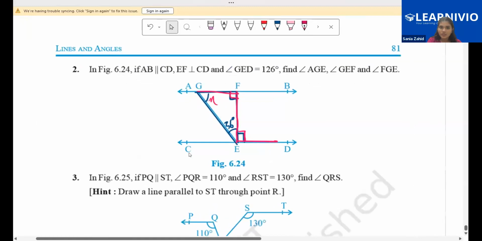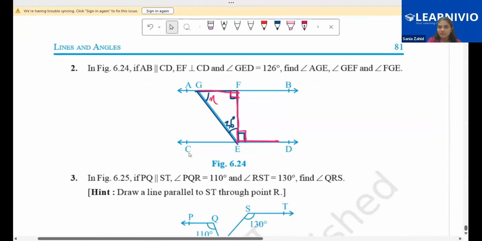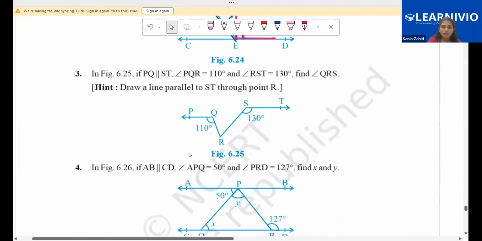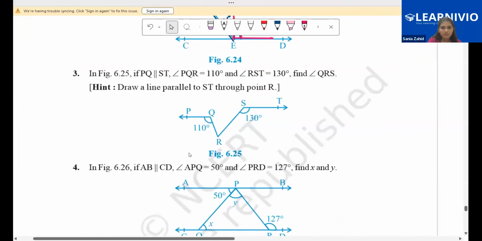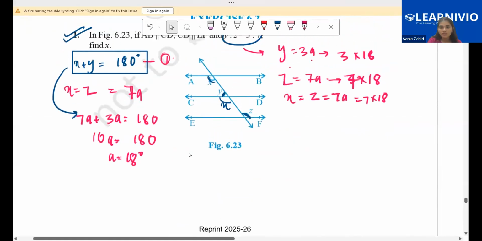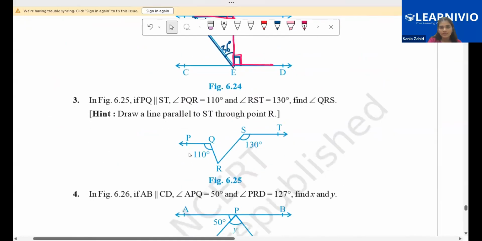Did we practice the second question also, or was it left? We didn't discuss it, right? Ma'am, we did. Okay. Did we discuss the first question also? Yes, we discussed the first one also. Yes, ma'am.